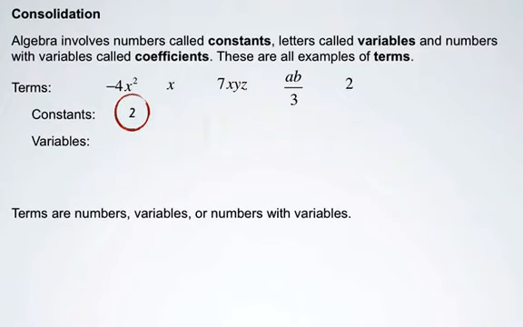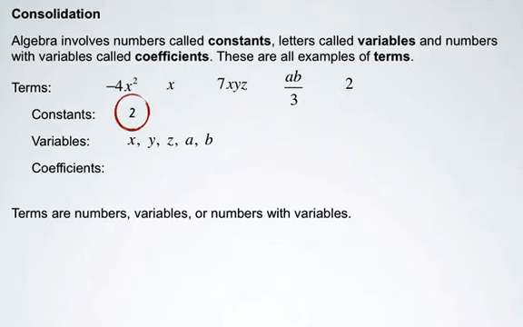Variables are our letters. We have x in a couple spots. We have y, z, a, and b. So any letter is a variable. So our total list of variables is x, y, z, a, and b.